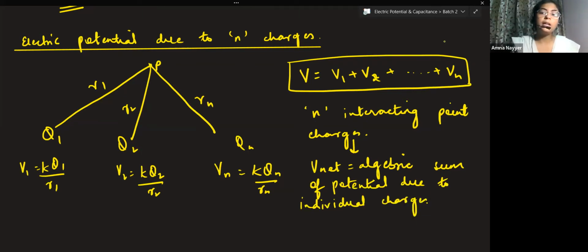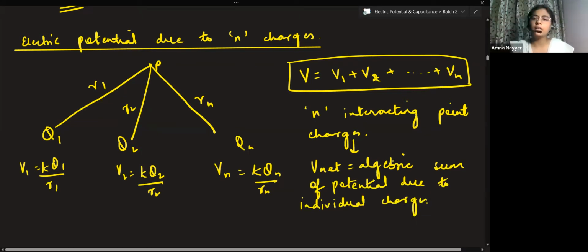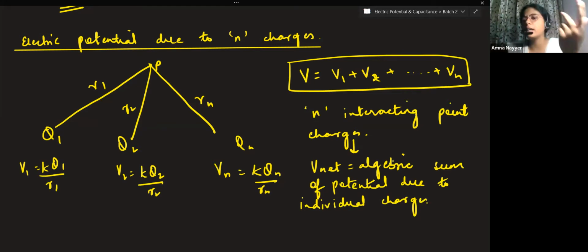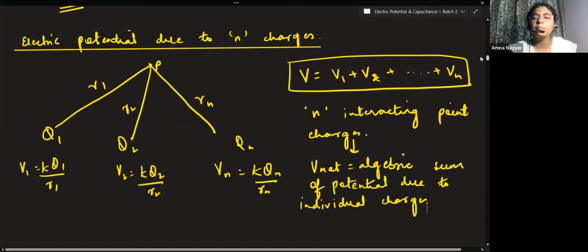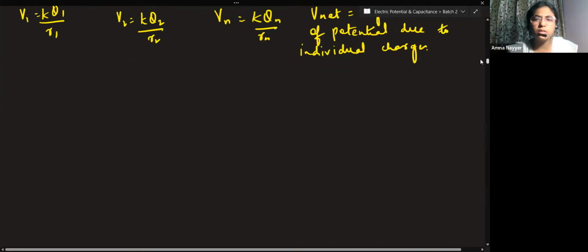So you are not now supposed to calculate it vectorially. Just add it. If it is plus one volt and minus two volts, your resultant voltage will be minus one volt. You are not concerned with anything. Simply add it. That makes your calculation easier. This is easier than electric field. One more thing, just one point.